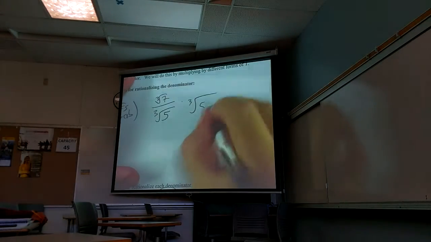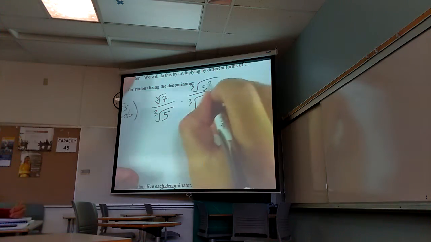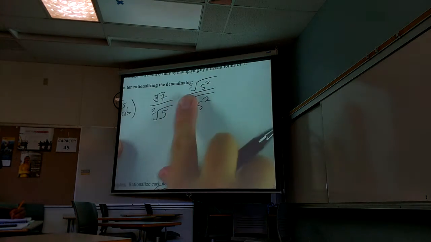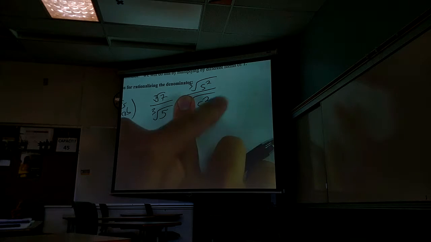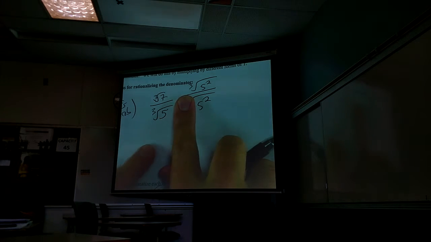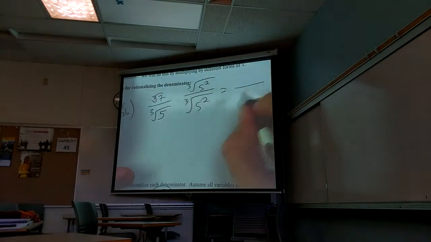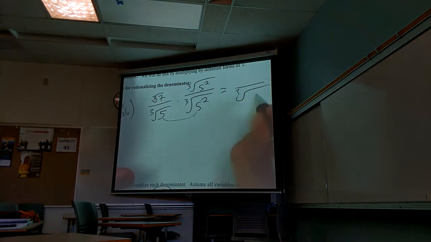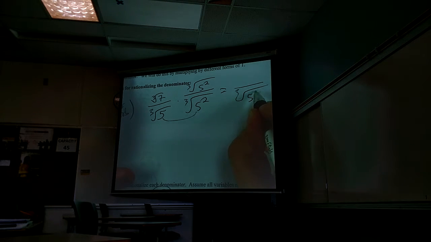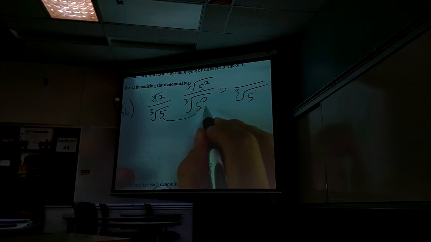I've only got one 5, so I'm going to multiply by the cube root of 5 squared. Now, if I just multiply by 5 squared, that doesn't help me, because then they can't go inside and make three 5s because it has to have the same root to get inside. Does that make sense? So let's see. What do I get on the bottom now? I get the cube root of 5 to the third, right? And what is the cube root of 5 to the third?